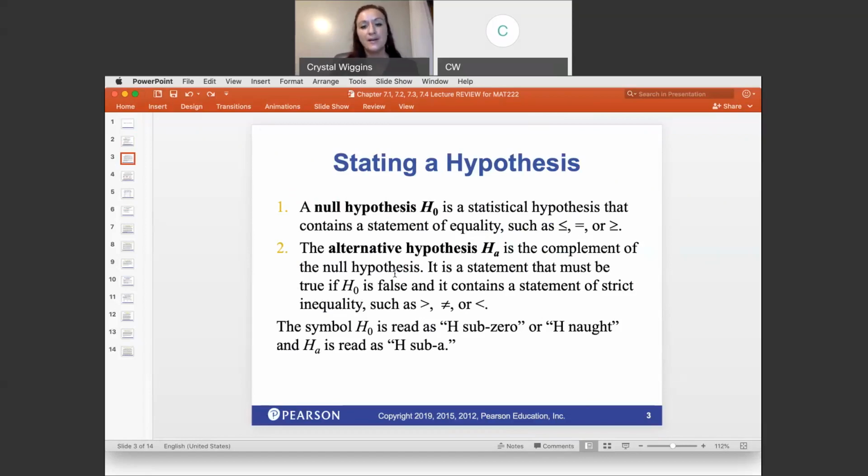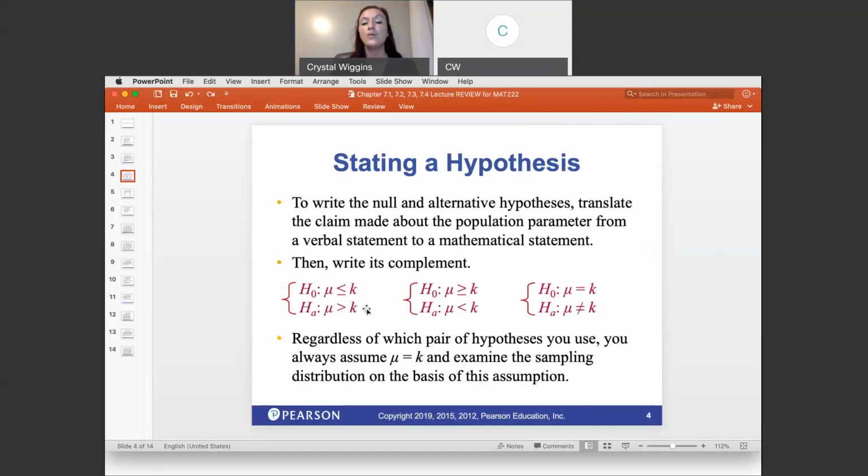The alternative hypothesis is what determines the test, whether we're right-tailed, greater than sign, not equal to, two-tailed, or less than, which is for left-tailed tests. So here are our three setups. We always have a setup where they're complementary. There are no gaps in the number line. And this is the claimed value K.